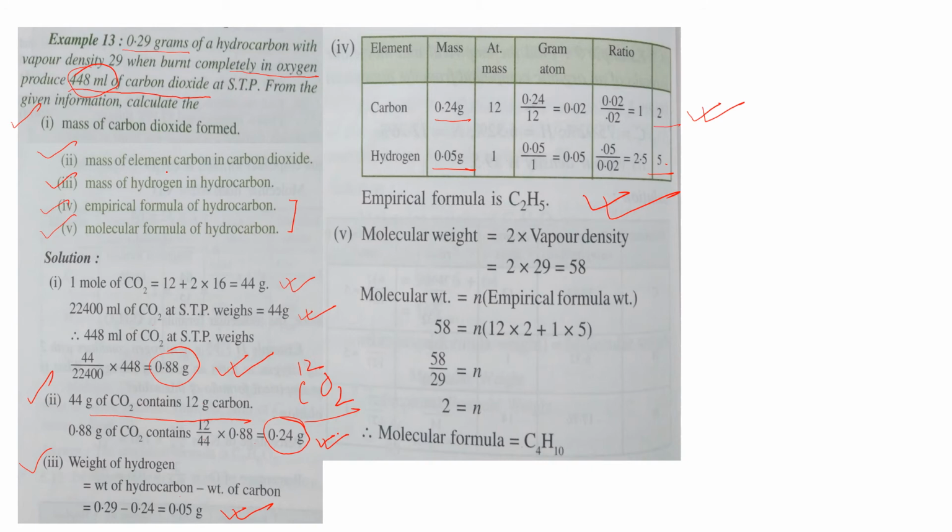Now the fifth answer, molecular formula of hydrocarbon. So the vapor density is given, molecular weight is equal to 2 into vapor density, 58. Now 58 molecular weight is equal to n into empirical formula weight. Find out the empirical formula weight, then find out n, it is 2. So the molecular formula is C4H10.